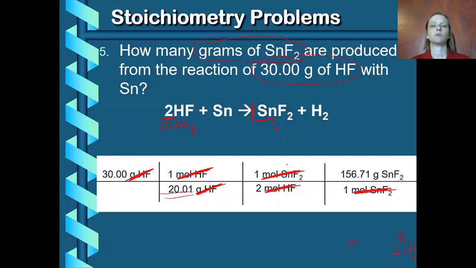30 times 1 times 1 times 156.71 divided by 20.01, and also divided by 2. The number in your calculator looks like 117.47376, something like that. But our final answer is going to be rounded to 4 sig figs. Of the values that can affect the sig figs, 4 is the least number, so we'll round it off here, and we round off to 117.5 grams of tin 2 fluoride.